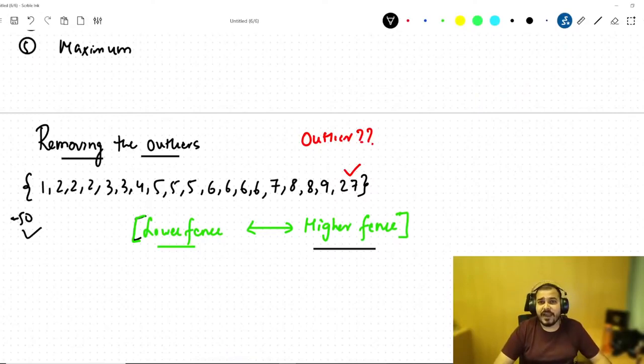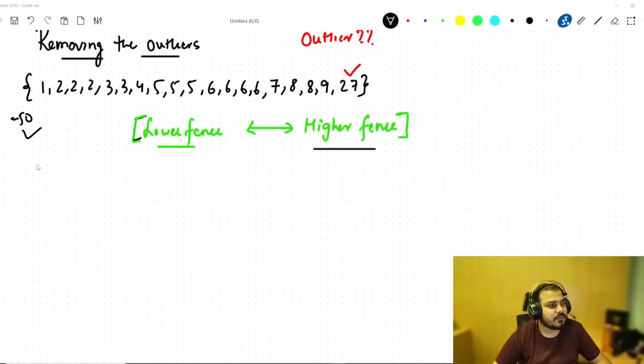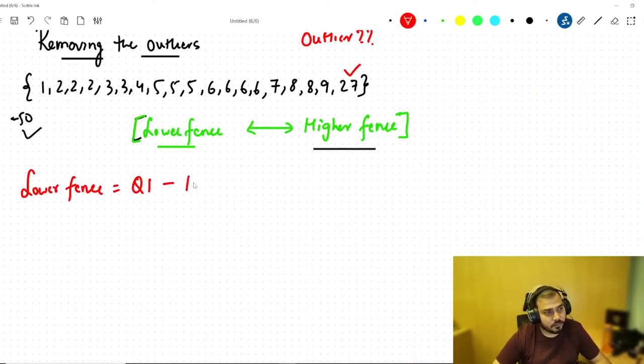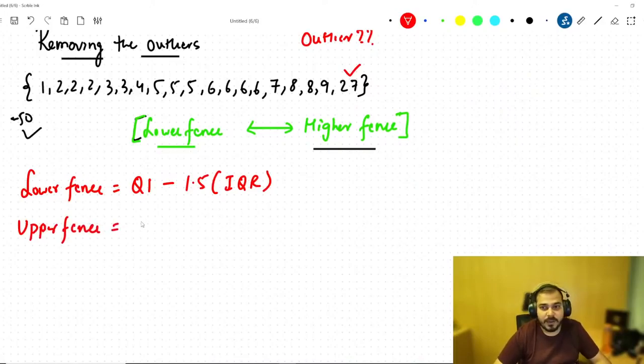So in order to define the lower fence, we write a very simple formula. It looks something like this. Lower fence is equal to Q1 minus 1.5 multiplied by IQR. I'll talk about what IQR is. And upper fence is basically defined as Q3 plus 1.5 multiplied by IQR. So these two things are basically there.